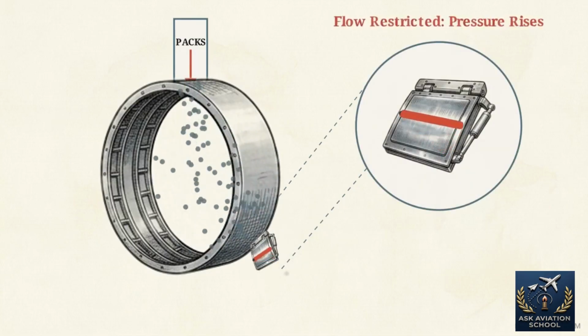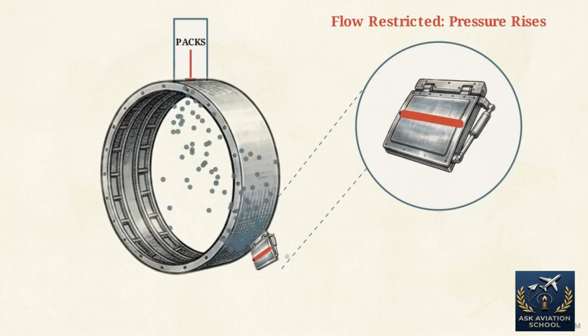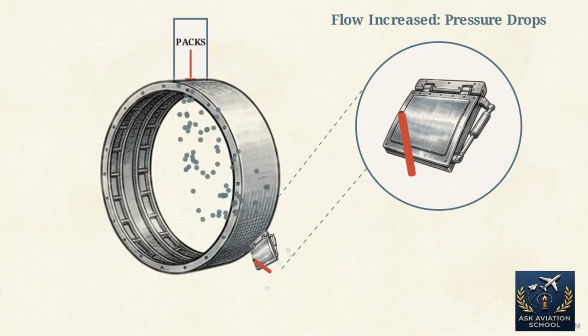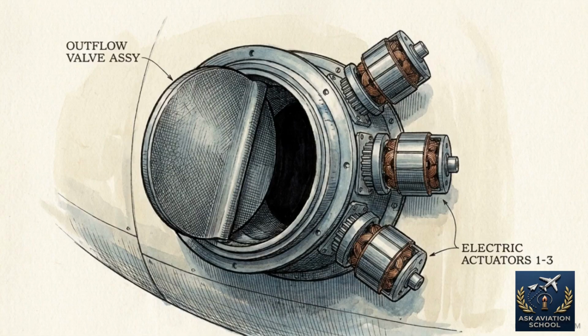Restricting this valve lets less air out, causing internal pressure to rise. Opening it wider drops the pressure. The precise mechanical modulation of this single outflow valve dictates the pressure for the entire system.